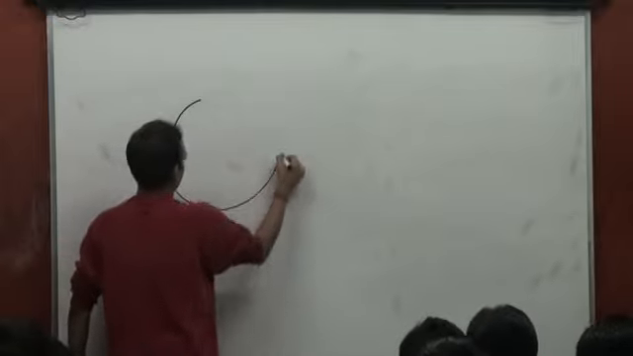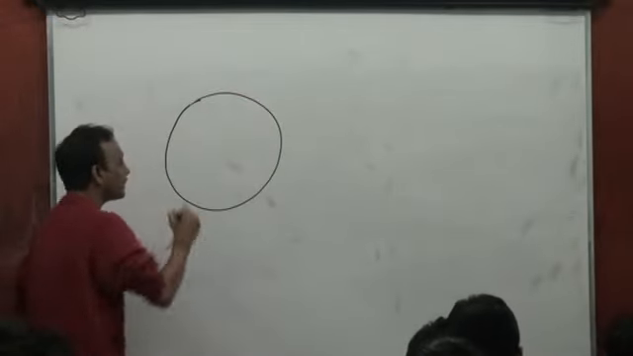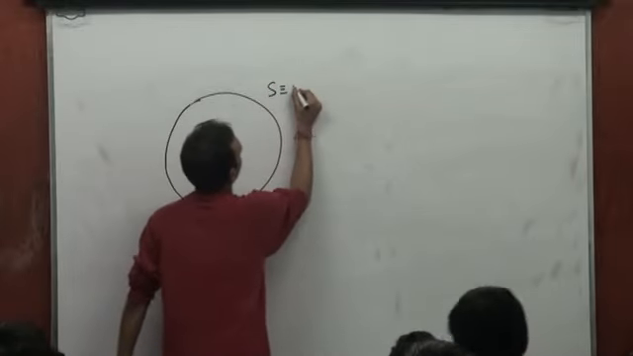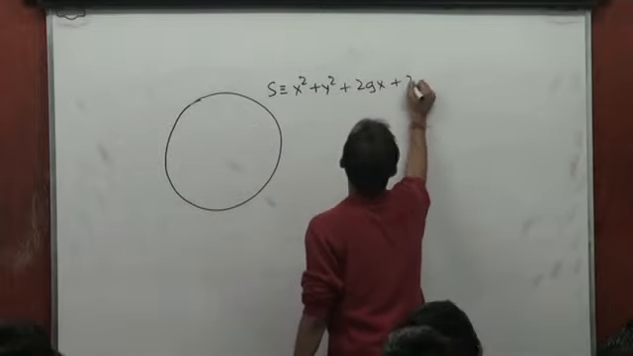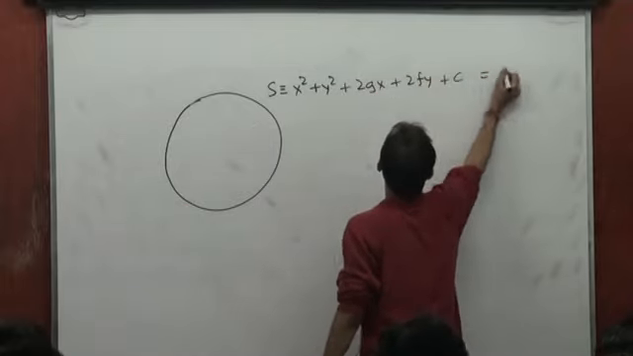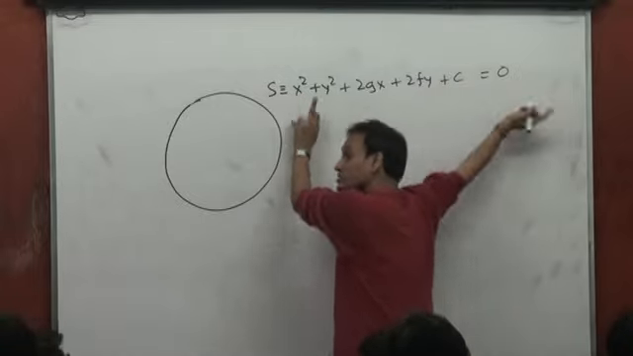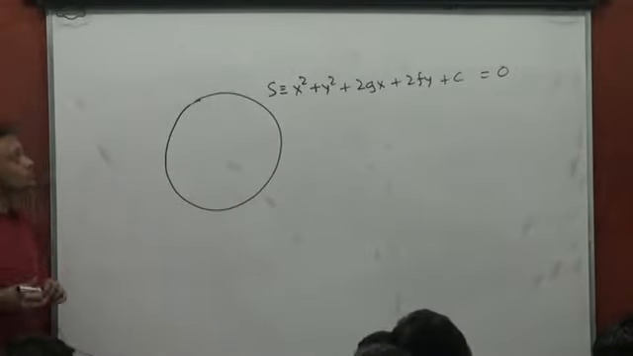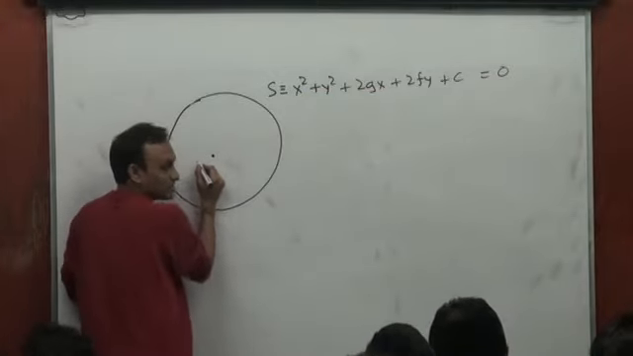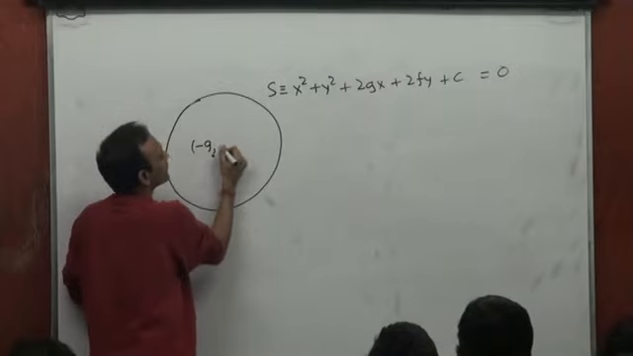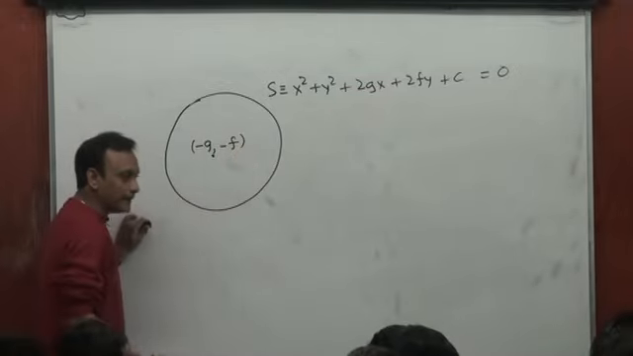Now, another important thing: let's say this is a circle, x squared plus y squared plus 2gx plus 2fy plus c equal to 0, where S is only this expression and this equal to 0 is the circle. So let's say this is a circle and its center obviously is (minus g, minus f).